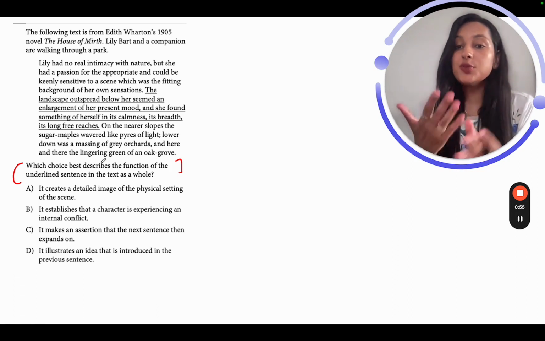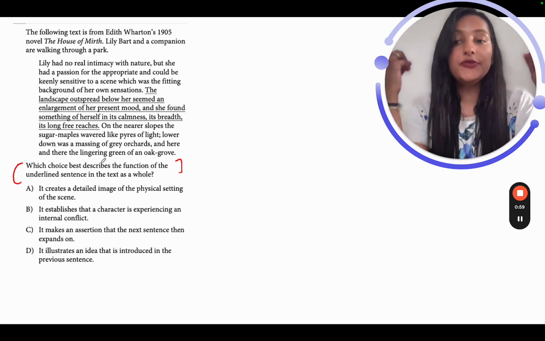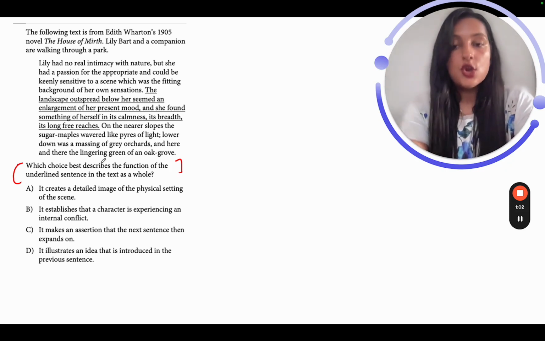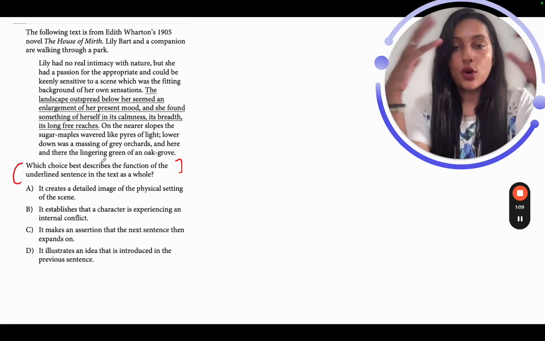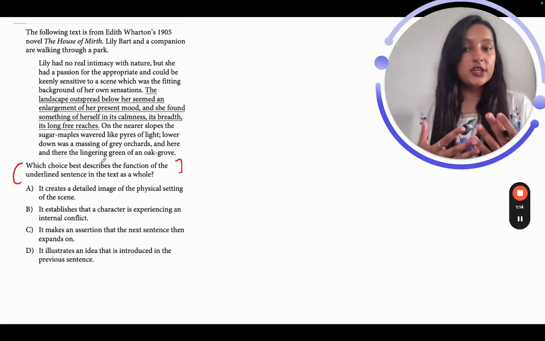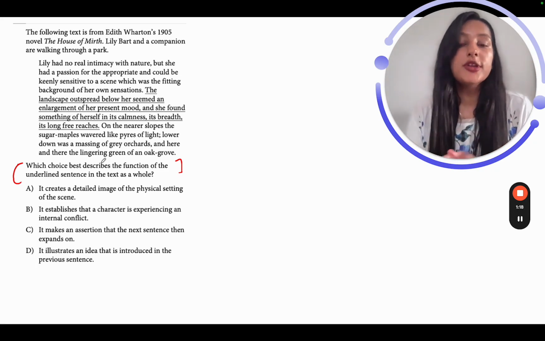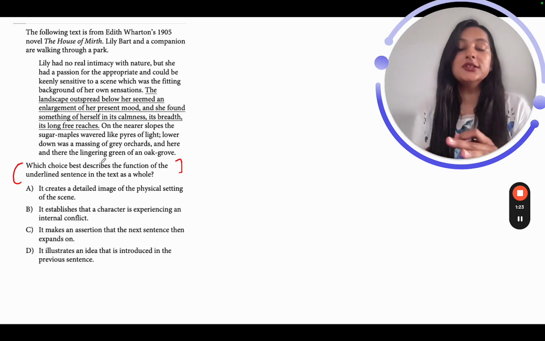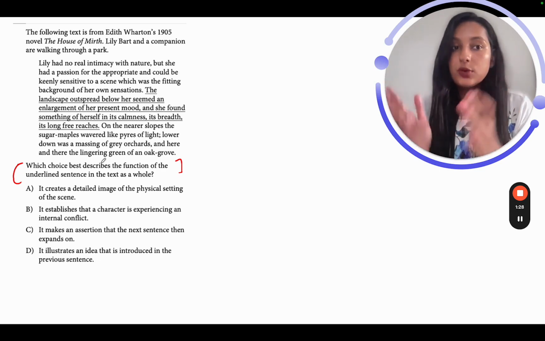Here, we'll basically get an underlined sentence in the text, and the question is going to ask you about the function of that underlined sentence, which basically means that you have to identify the role or the purpose of that particular sentence in the whole text. Think: what if you don't have that underlined sentence at all in the text? What is it that you will lose if this sentence disappears from the text? This is how I want you to think of this particular question type.